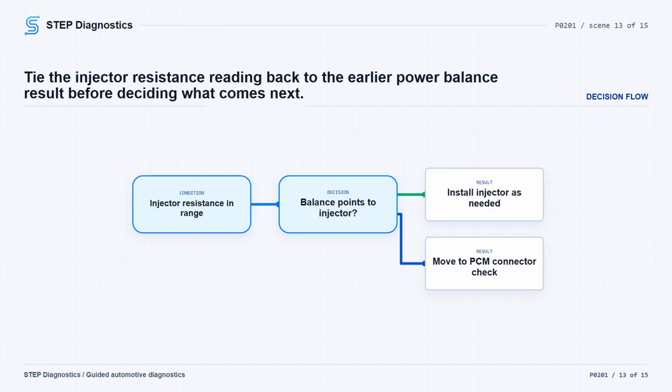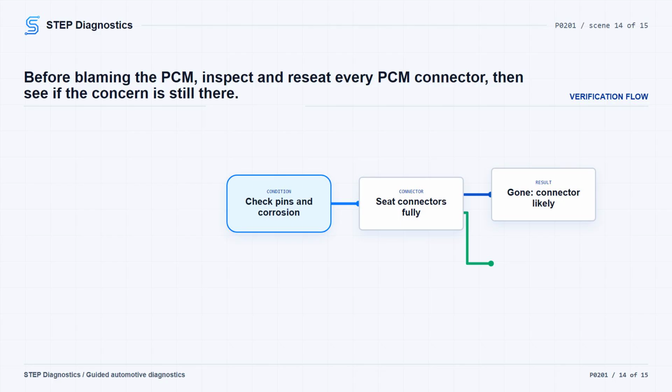If the injector resistance is in range and the power balance did not isolate the injector, continue to the PCM connector check. For the final check, disconnect all PCM connectors and inspect for pushed-out pins and corrosion. Reconnect every PCM connector and make sure each one is fully seated. Then verify whether the concern is still present. If the concern is gone, the system is operating correctly at this time, and the fault may have been caused by a loose or corroded connector.